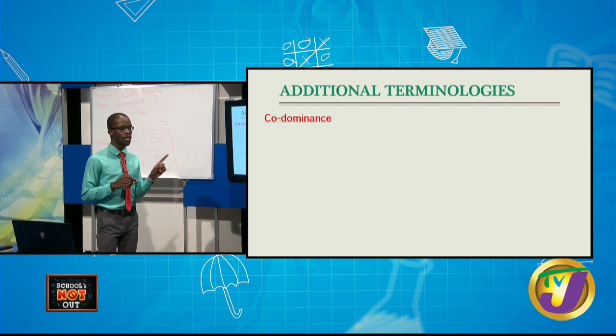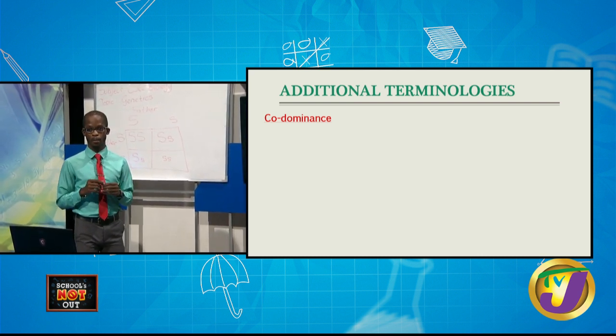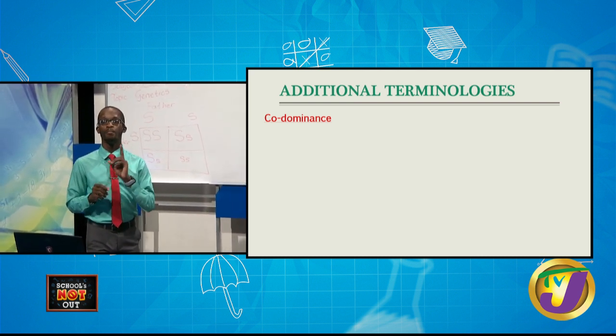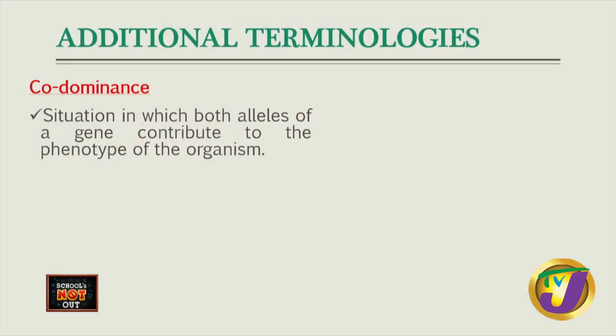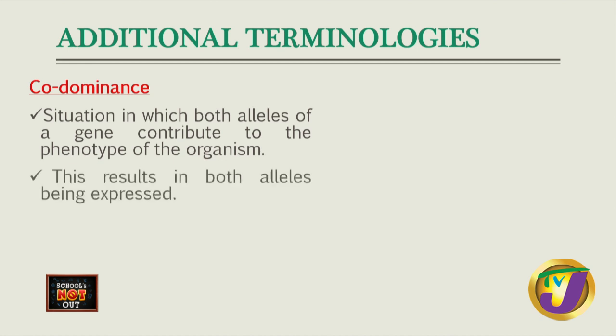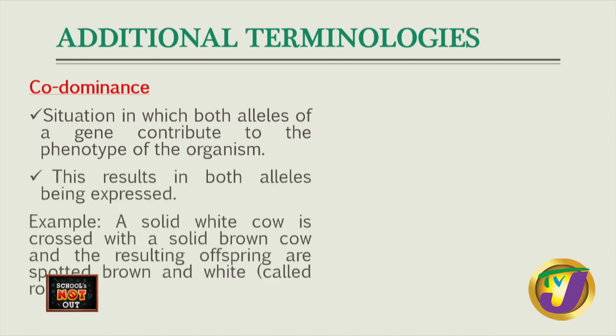For codominance, it does not result in a blend, however, it results in both alleles being expressed. So by definition, this is a situation in which both alleles contribute to the phenotype, what we see for the organism. And we result in both of them being expressed. And we see this every day when we go to the country.